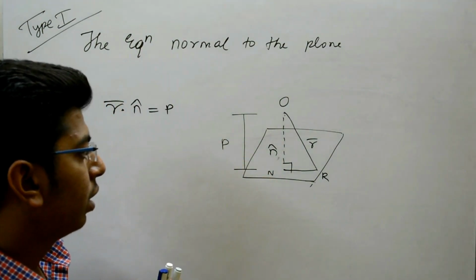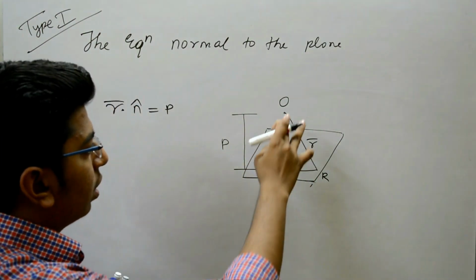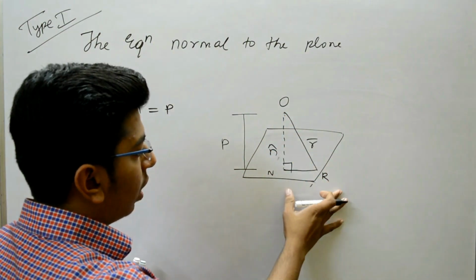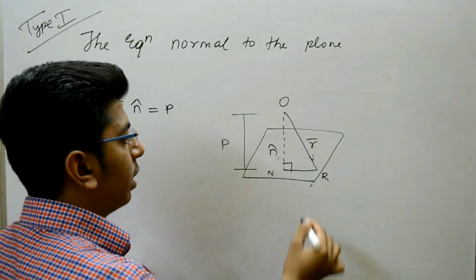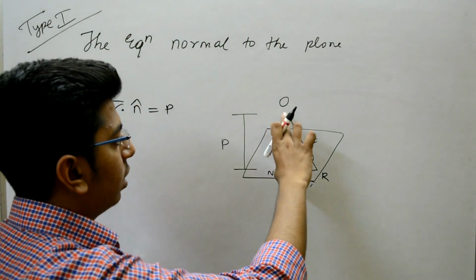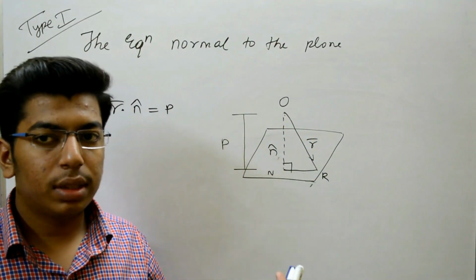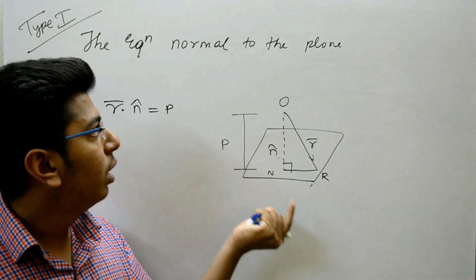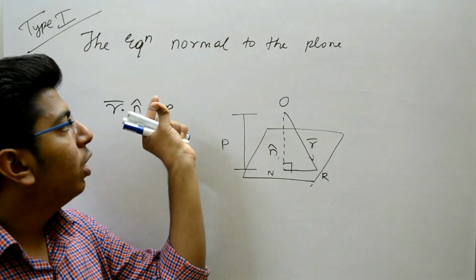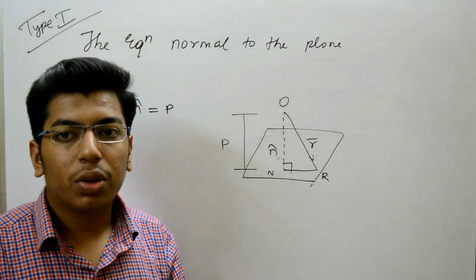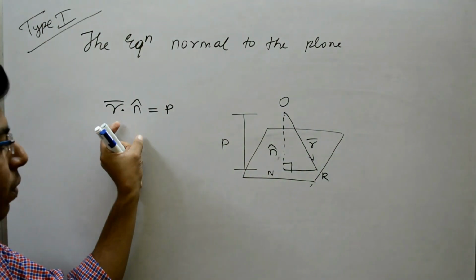This complete distance is called P. This is O, this is R, this much is R bar having direction like this, and this is N cap. So this is the diagram for the equation of the normal to the plane. The word normal means perpendicular to the plane. So this is the equation for it.